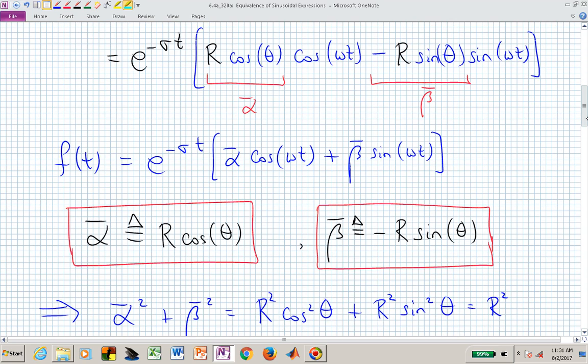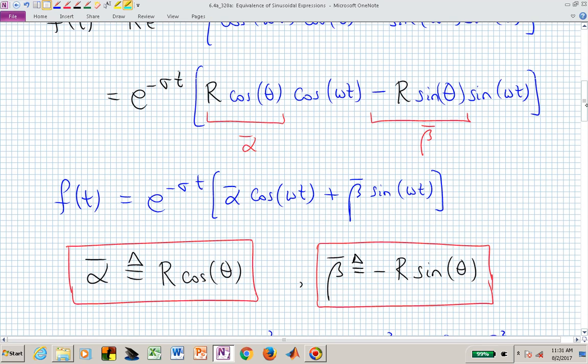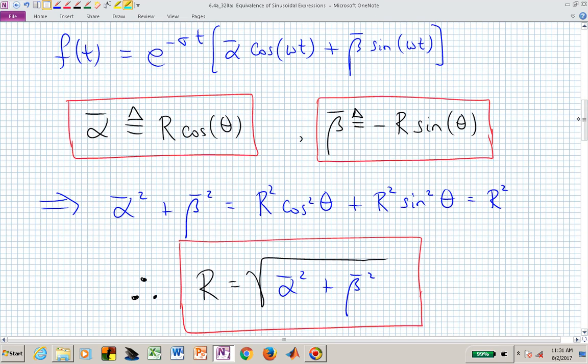Let's now say that you started with alpha bar and beta bar and you wanted to find the single cosine expression. Let's now just connect these alpha bars and beta bars with the r and theta. To do that, let's just look at alpha bar squared and beta bar squared. That means we have r squared cosine squared of theta plus r squared sine squared of theta. And we know that cosine squared plus sine squared is 1, which allows us now to say that alpha bar squared plus beta bar squared is r squared. If we take alpha bar squared plus beta bar squared and take the square root, that now gives us the magnitude of our single cosine expression.